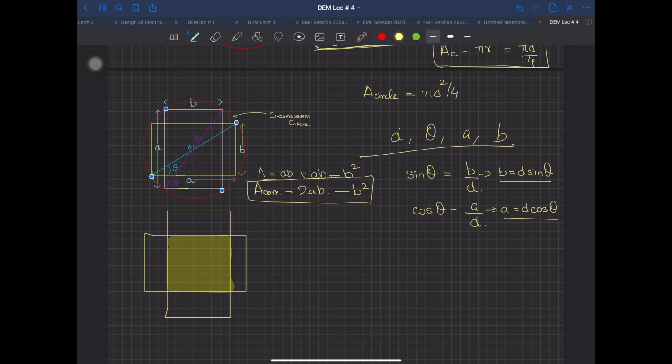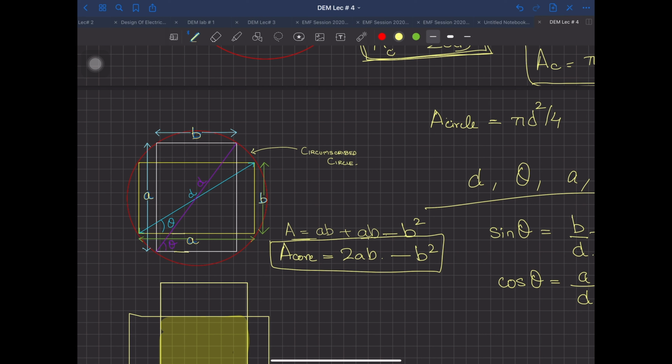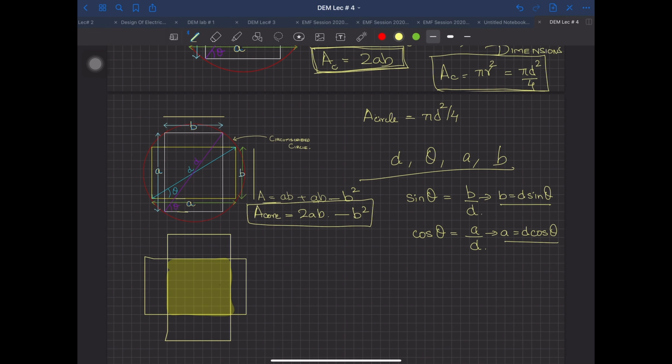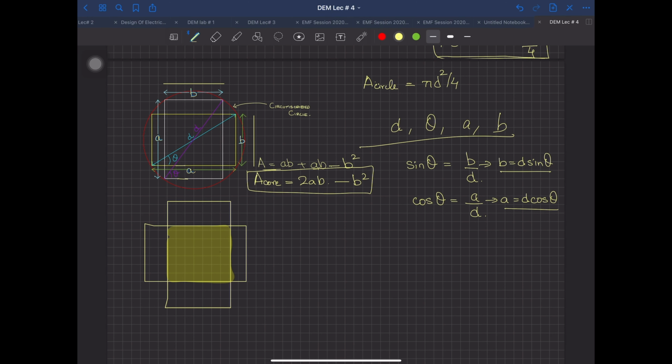See one thing here: this distance from here is B, this distance from here is B. So when you do the same triangle, that is opposite over there, so it's the same thing over there. So now you have B is equal to D sine theta, A is equal to D cos theta. Your area of the core, this one, can now be written as 2 into D sine theta by D cos theta minus B square. So this will become D sine theta whole square.